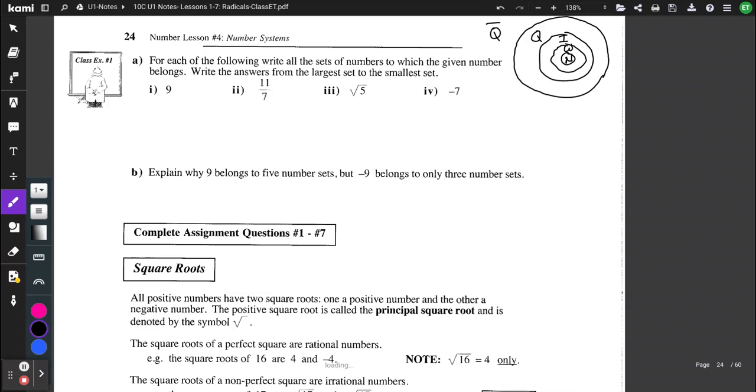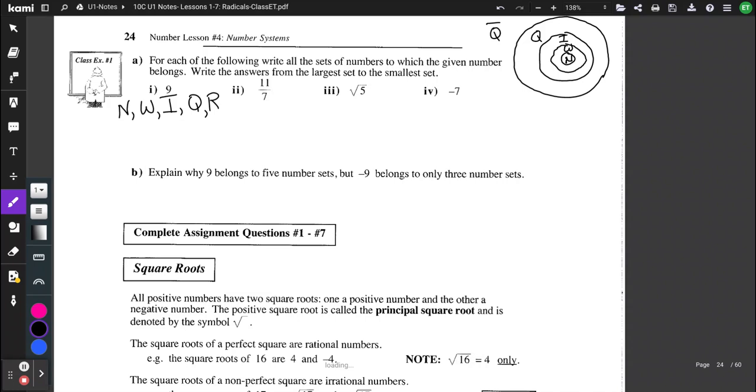Well, the number 9 is like the number 4. It's going to fit into the natural, the whole, the integer, the rational, and the real. So it's going to fit into 5 number systems. Now, a perfect numeric response question would be, categorize this question, and it might say, how many number systems does this number belong to? And you would have to label, the number 9 there would belong in 5 number systems, okay?